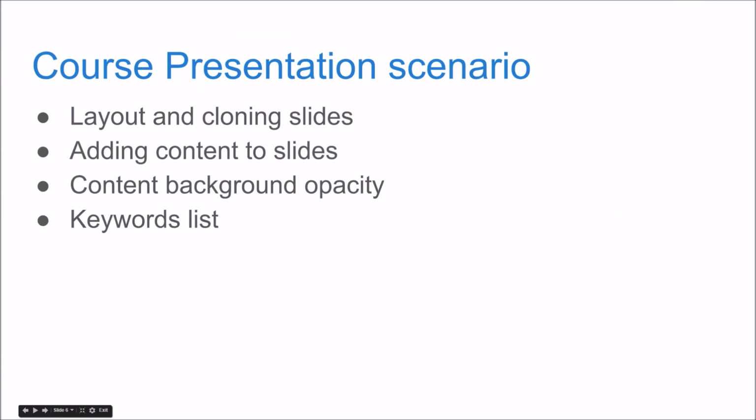So what we'll be going through in the course presentation scenario is the following. We'll go through adding some basic layout and cloning slides. We're going through adding some simple content to the slides in the course presentation. We'll look at the opacity background settings for various types of content. And we'll also look at the keywords list at the end.